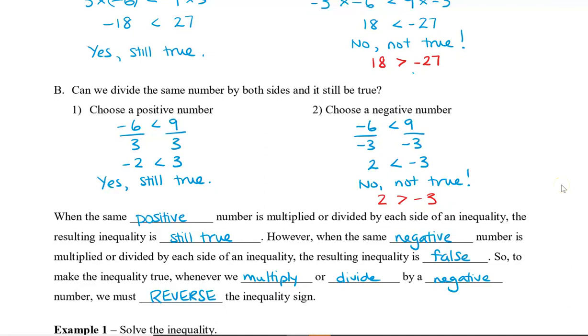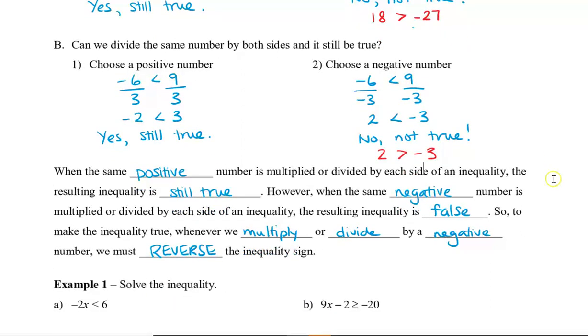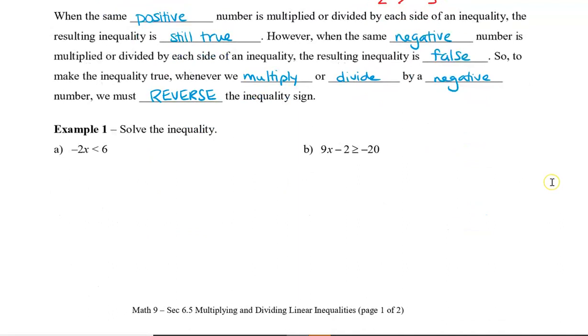So what this means is that whenever we are solving an equation and we have to multiply or divide by a negative number, we need to flip the inequality sign. So let's take a look at a couple of examples.